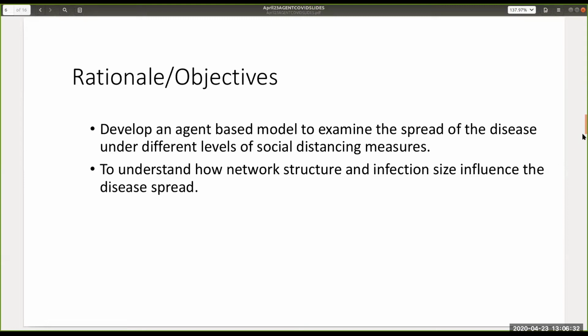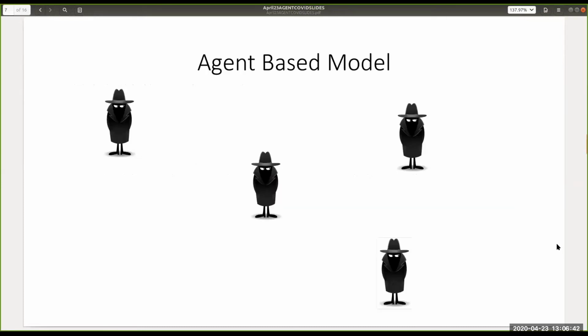And I want to point out that what we're doing here is definitely toy models. These are not based on real world data, at least as of the moment. And so this is our goal.